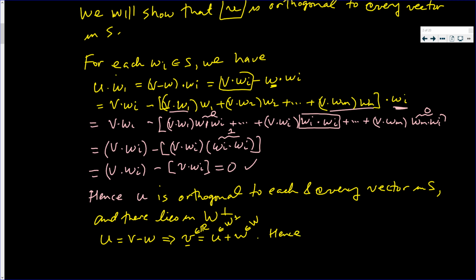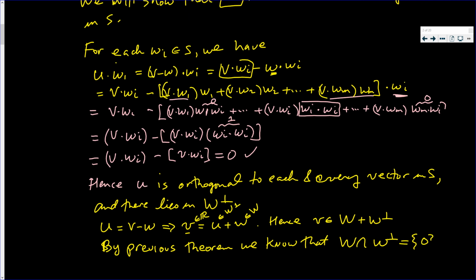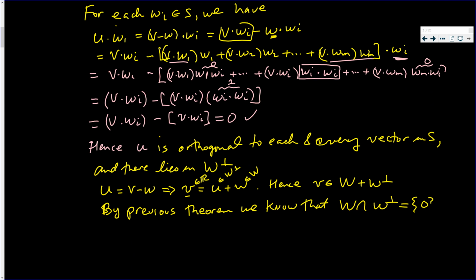Hence, v is in W plus W perpendicular. Now, by the previous theorem, we know that W intersect W perpendicular is just the set that contains 0. And that's all we need.